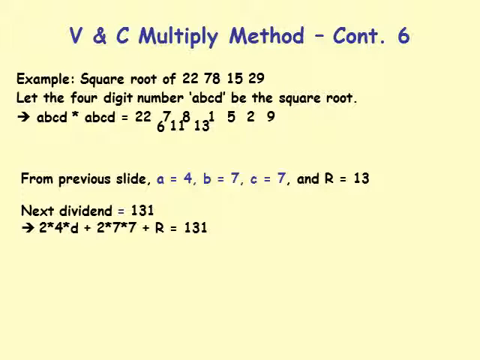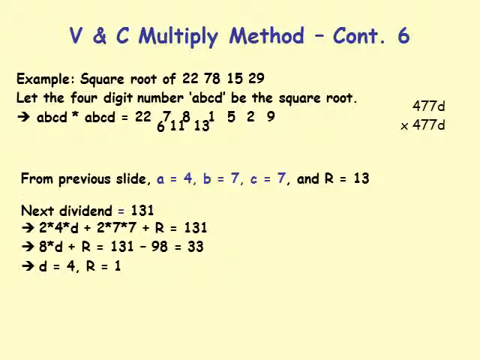Now we don't have a D yet. Where does 131 come from? It comes from here, which is 4D plus 4D, which is 8D right here, plus 7 times 7 plus 7 times 7, that's this number here. So 8D plus 98 plus R is 131. Let's continue here. 8D plus R equals 131 minus 98, which is equal to 33. That means D is equal to 4 and R is equal to 1.